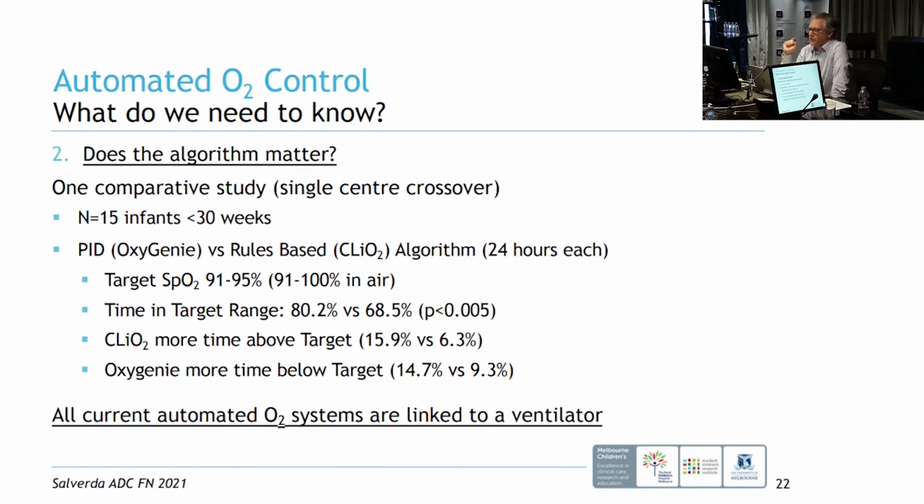And I think the message there is that probably the PID algorithms, and we suspect probably the other adaptive ones rather than the rules-based, the older ones, are probably going to be more reactive and responsive. But we have very little data on this. And the other thing which I think is a big problem is they're all currently linked to a ventilator. So you have to be on a ventilator.